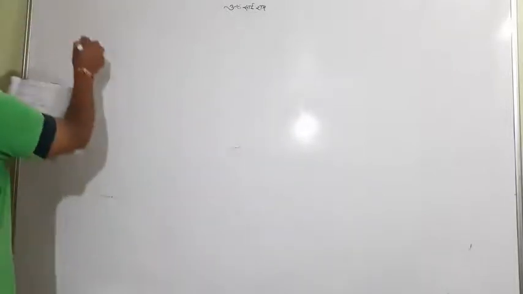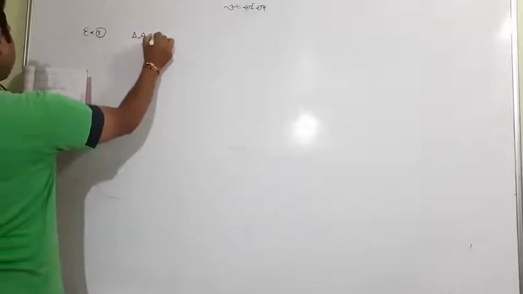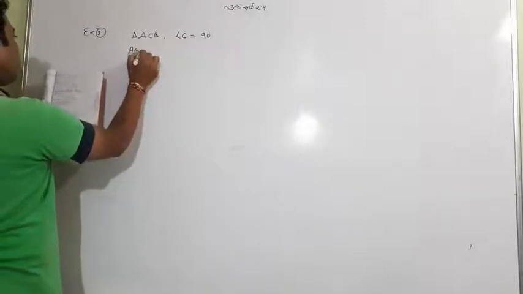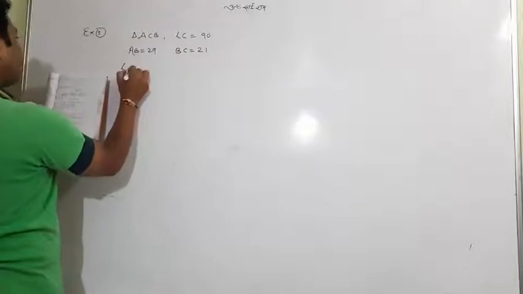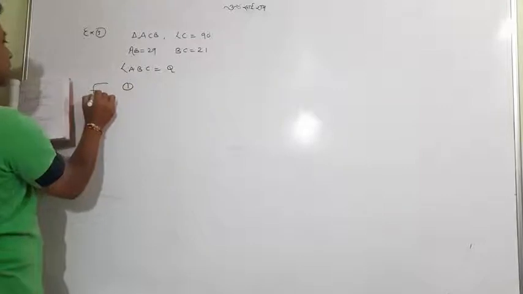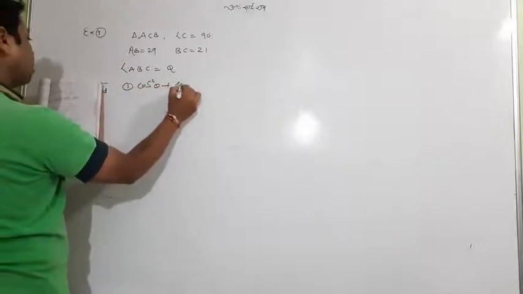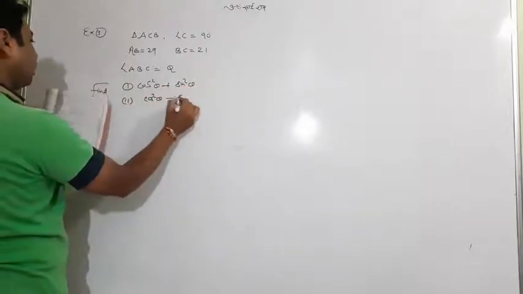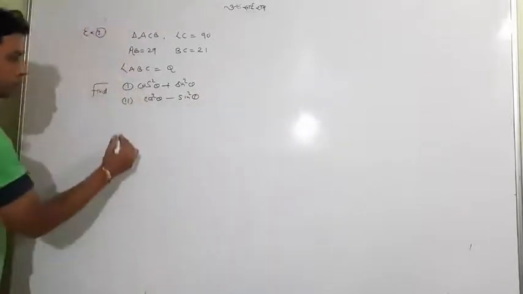We have example number 3. In triangle ACB, angle C is a right angle, and AB is equal to 29, BC is equal to 21, where angle ABC is theta, an acute angle. Find first cos square theta plus sin square theta, and second cos square theta minus sin square theta. Look at this, again an easy question comes.